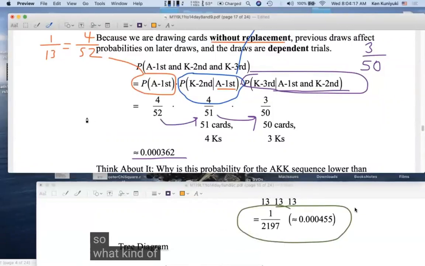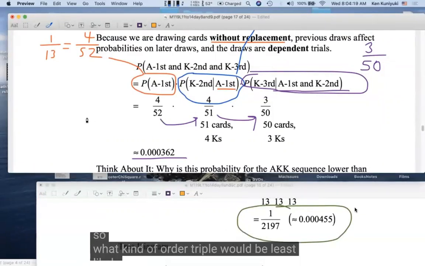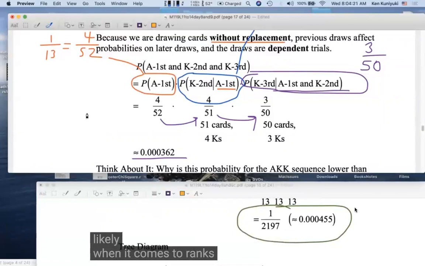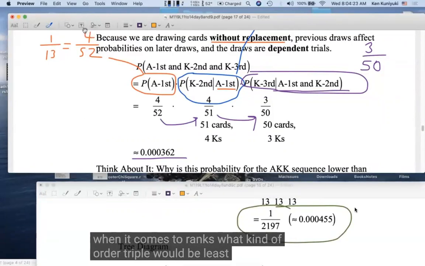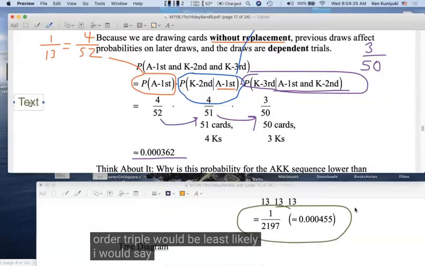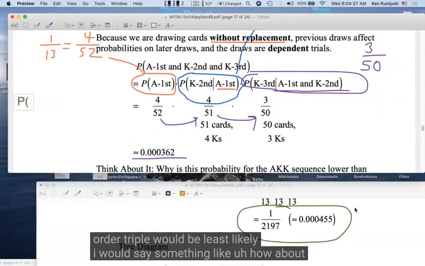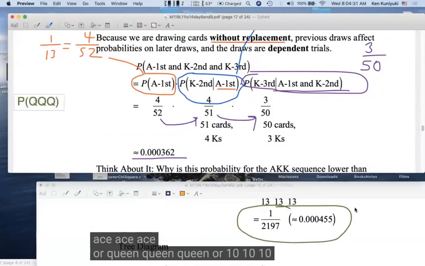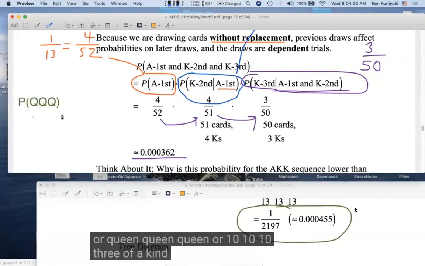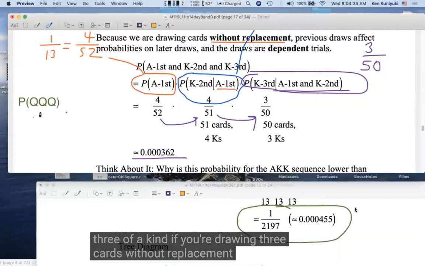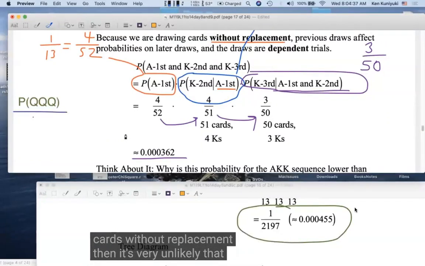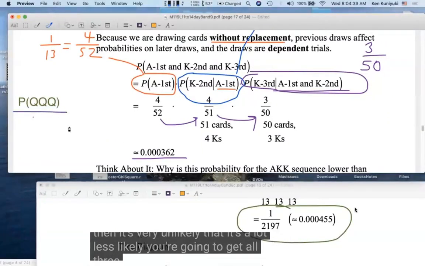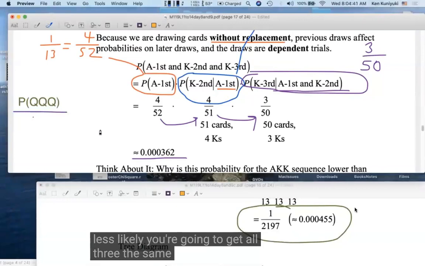What kind of order triple would be least likely when it comes to ranks? I would say something like ace, ace, ace, or queen, queen, queen, or 10, 10, 10. Three of a kind. If you're drawing 3 cards without replacement, it's a lot less likely you're going to get all 3 the same, because then you're going to get big drops in these conditionals.